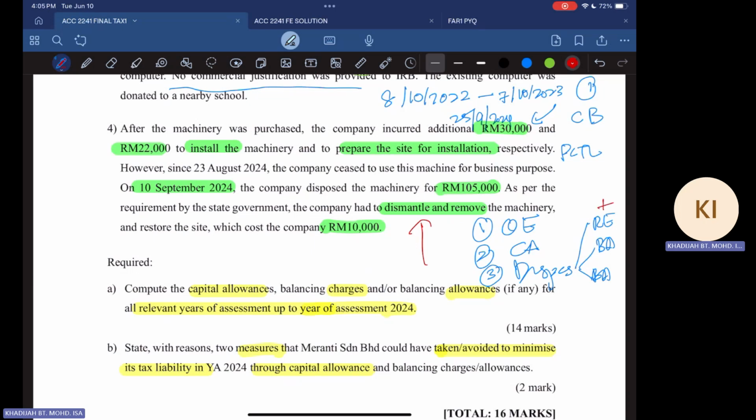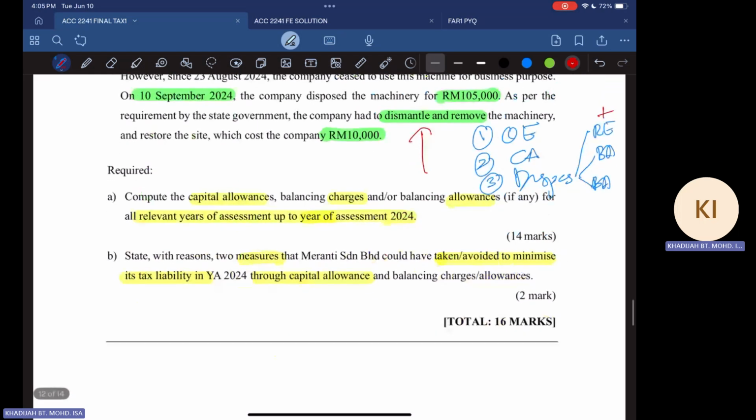All right, that will be added together to your RE. Right? And what are the measures? Of course, in this case, you do have clawback. So how can you avoid clawback? Clawback means that there is a balancing charge where the company has to pay additional tax on the balancing charge. So what you can do to avoid clawback is do not dispose of your asset within 2 years without any commercial justification.